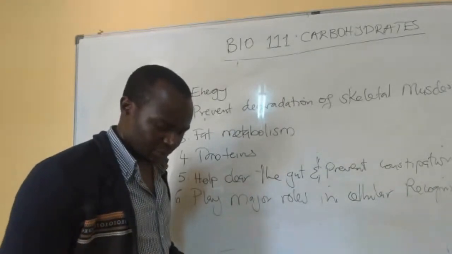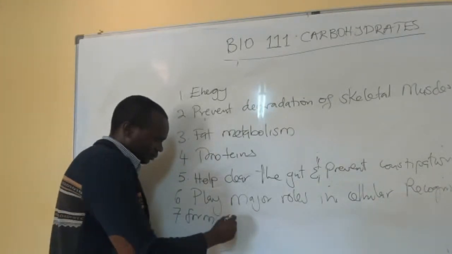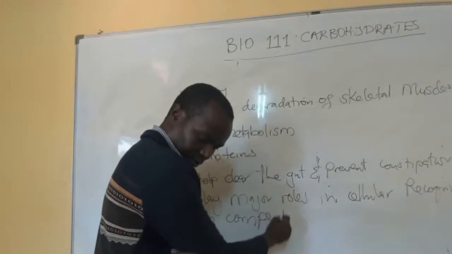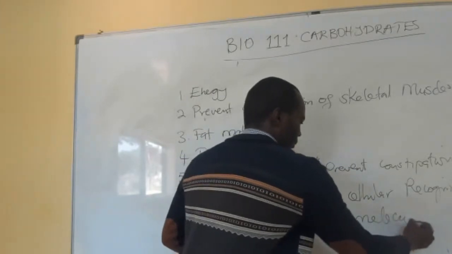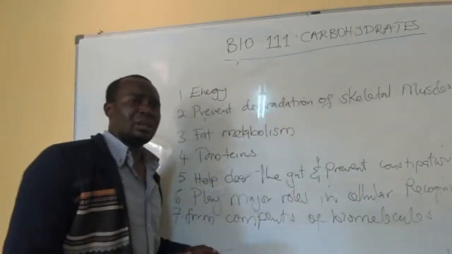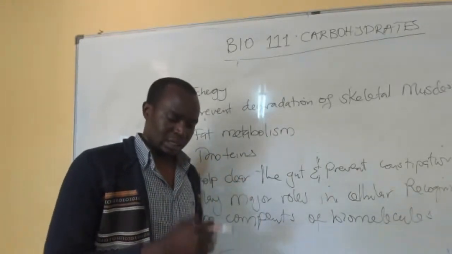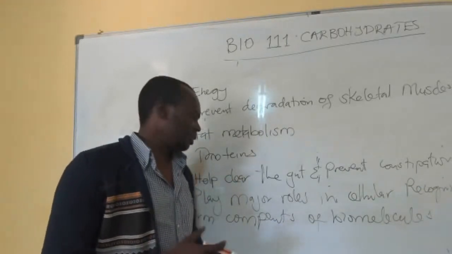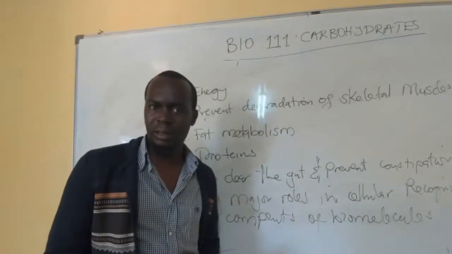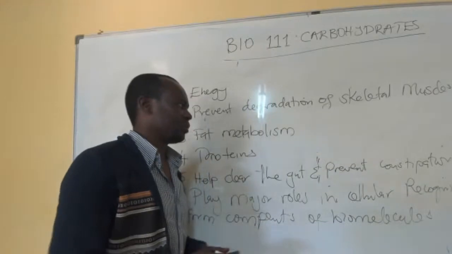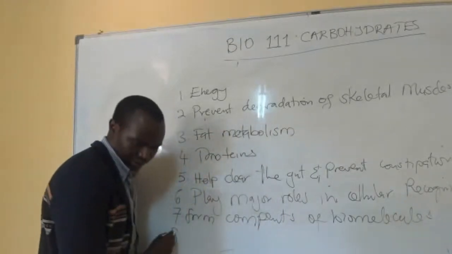Some of these carbohydrates form components of biomolecules. You talk about DNA. It has got ribose sugars, right? Without the ribose sugar, there would be no DNA. And you know how important DNA is to life. If there were no carbohydrates, there would be no RNA. And you know how important RNA is. We'll cover that when we come to the genetics and molecular biology course.